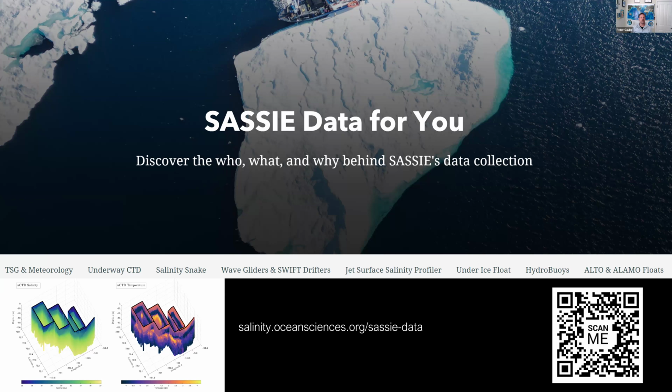On this website, you can click on any of the different data types we have across the top. As you go down, there'll be a video from the person who collected the data describing the data and how to work with it. There'll be example figures made of the data and a description of the data files and the time and physical extent of the data. So that's the SASSIE Data for You website, which is kind of an interface to help people find the data and to see what can be done with it.